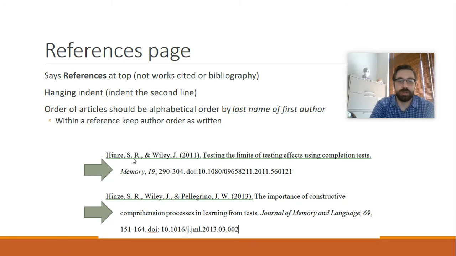You'll put your articles in alphabetical order by the last name of the first author. Okay, so in this case, it's the same first author, but we're going to follow the next author. That's also the same. Okay, here's the third. So you're going to go in order by the first author's last name.